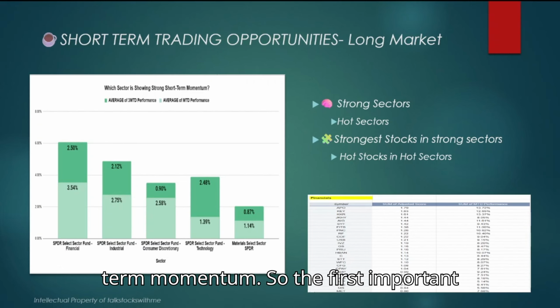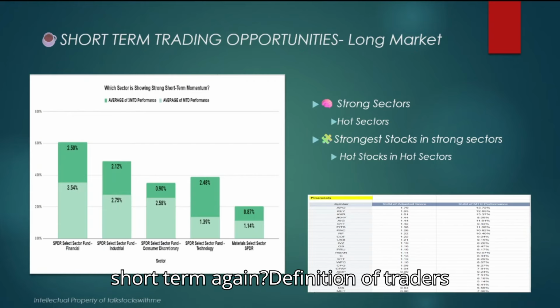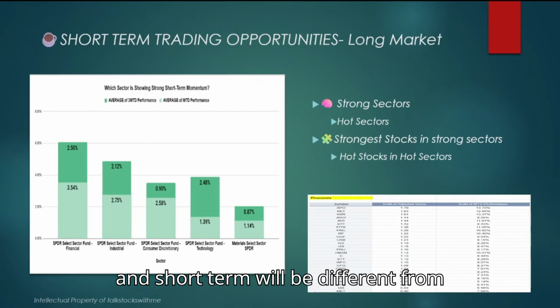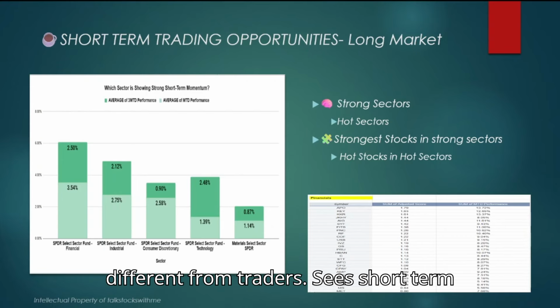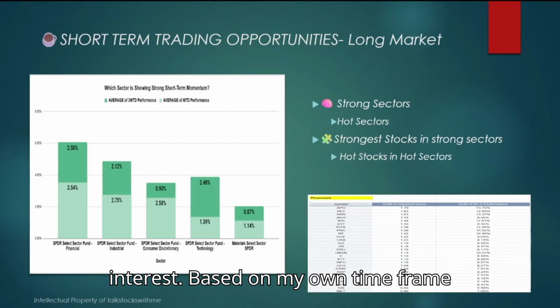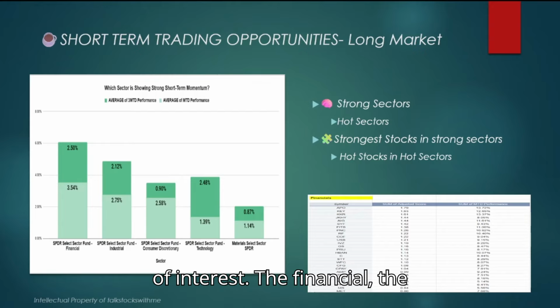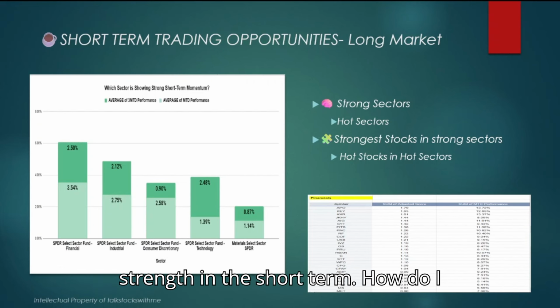So the first important information here is how do I define short term? Again, the definition of short term for trader A will be different from trader B's, and different from trader C's, depending on the time frame of your interest. Based on my own time frame of interest, the financial, industrial, consumer discretionary, technology, and material sectors are showing strength in the short term.